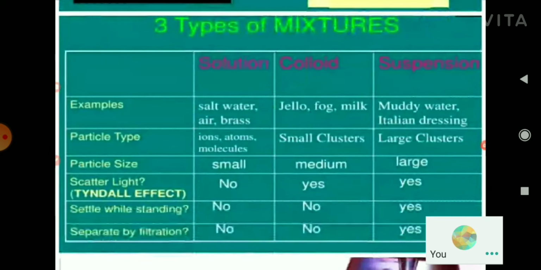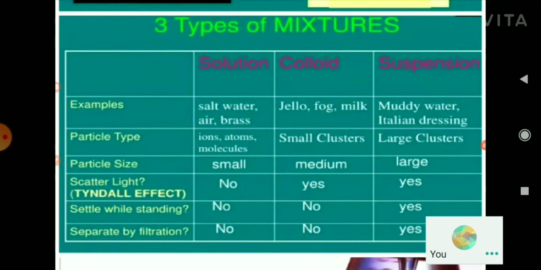So here you can see examples: salt water, air and brass. These are solutions. Colloids are Cello, fog or milk. Examples of suspensions are muddy water and Italian dressing. And particle type is given here. In solution it can be ions, atoms, molecules. In colloid it can be small clusters, small lump-like things. In suspension it will be large clusters.